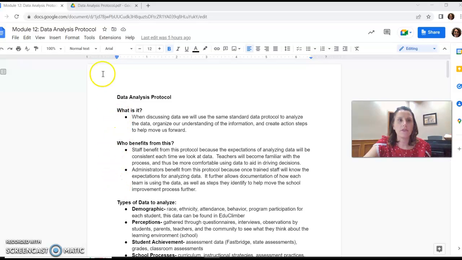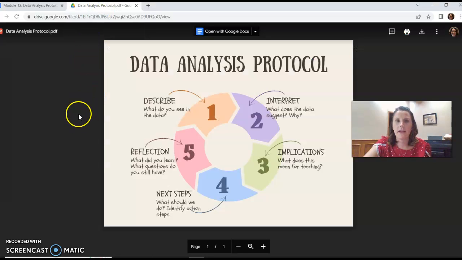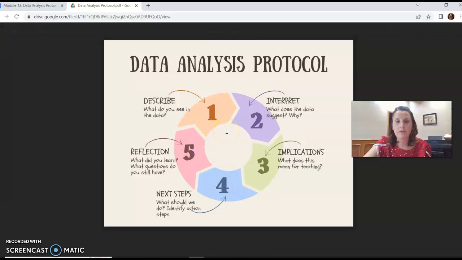What I was using, I'm going to start with my infographic that I created. It is a 5-step process. I use the Atlas protocol. So step 1 is to describe what you see in the data. 2 is to interpret what does the data suggest and why. 3 is implications, what does this mean for the teaching? Step 4, next steps, what should we do? Identify the action steps for the process. And then 5 is to reflect on what did you learn or what questions do you still have.